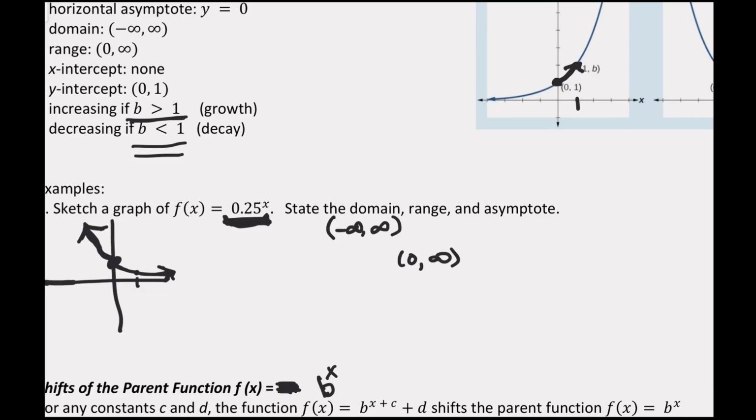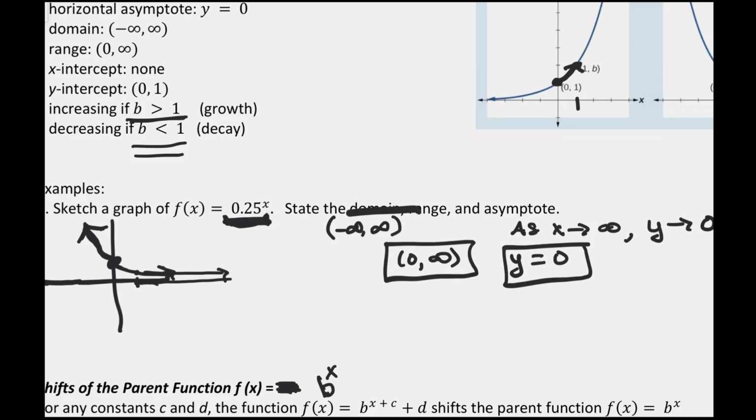And I have a horizontal asymptote because as x gets bigger and bigger and bigger, we're going to take that 1/4 or 0.25 and raise it to the power, and as that power gets bigger, that value gets closer to 0. So that means I have an asymptote at y equals 0. Domain, range, and asymptote. Okay?